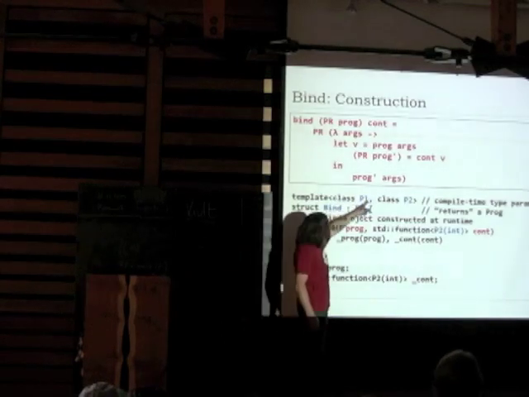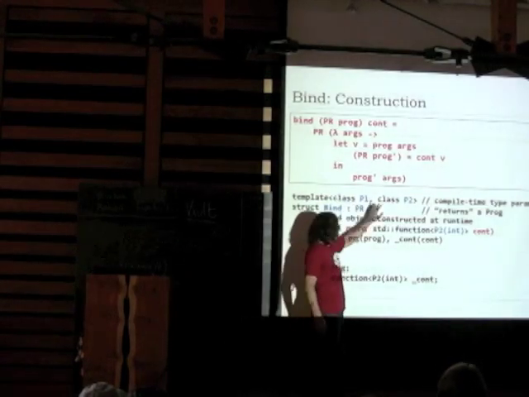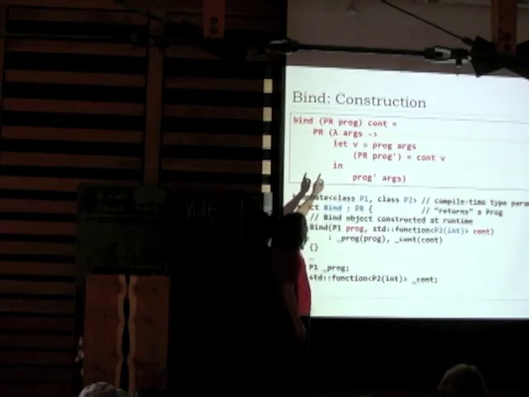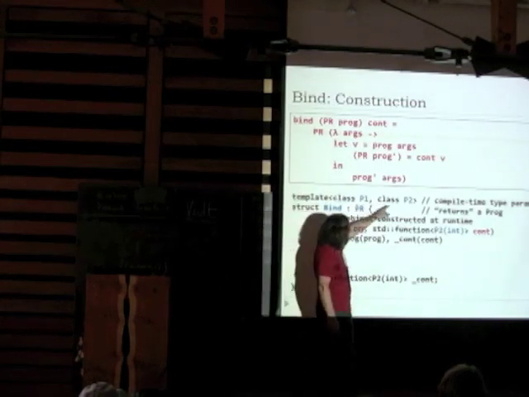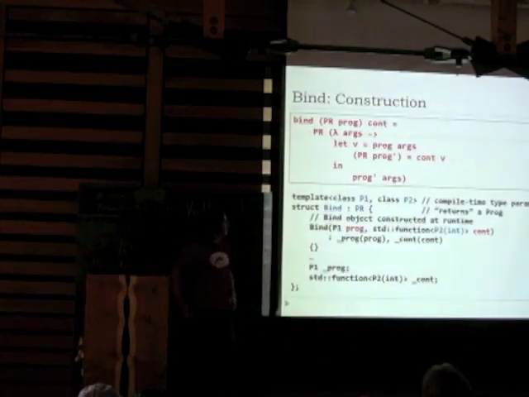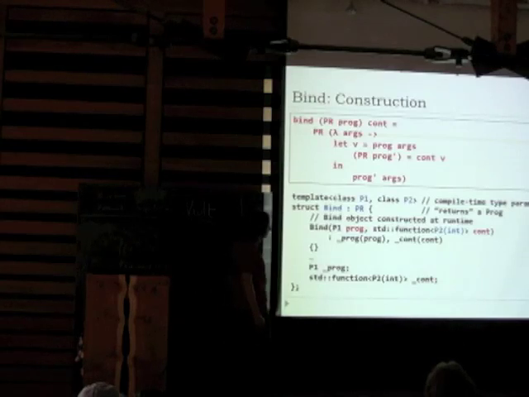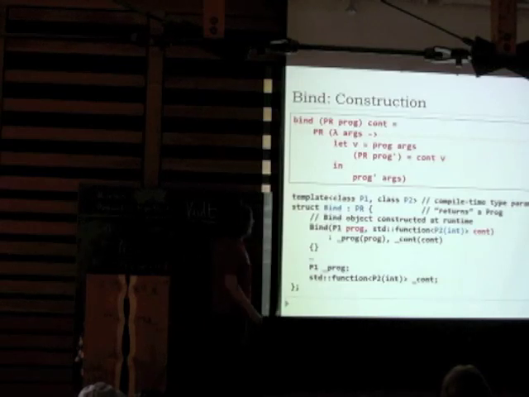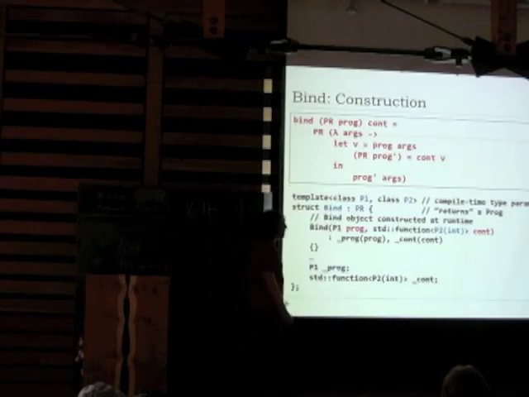It takes two arguments, and this is a little tricky with these arguments, okay? P1 really corresponds to this first argument, PR of prog. So the second one I'll explain a little later. But this sort of the second argument is this continuation. But P2 is not really the type of the continuation, it's the type of the return of the continuation. Maybe it can be done differently, but I was kind of struggling with C++, and this is the first thing that came to my mind.